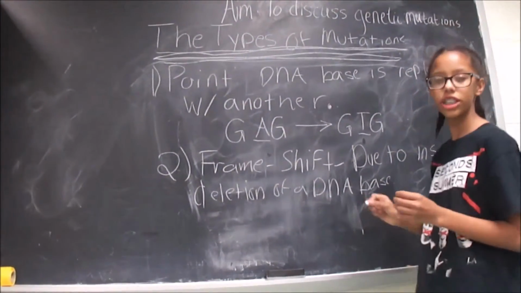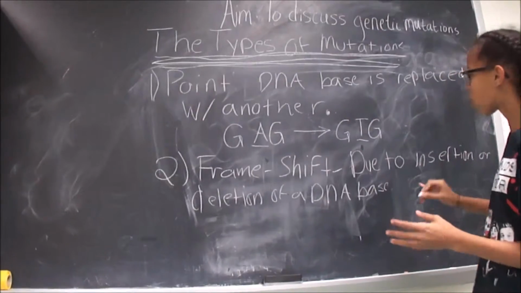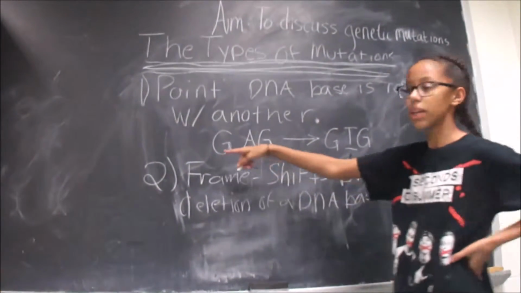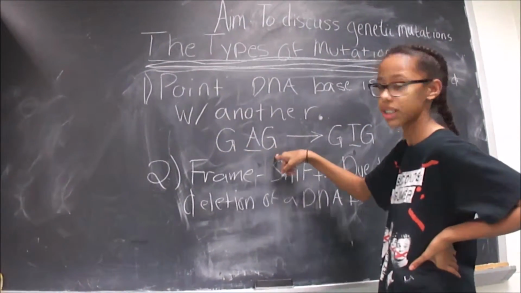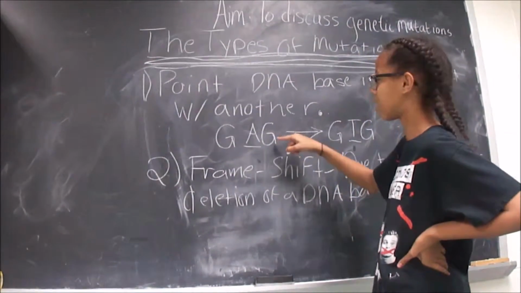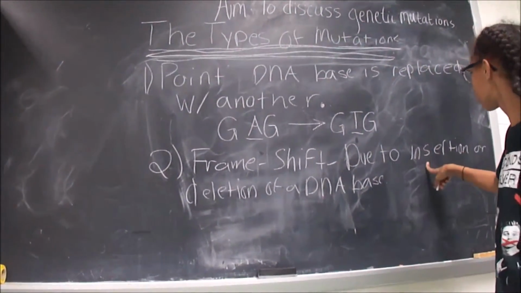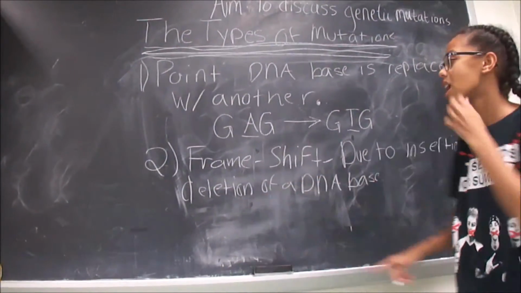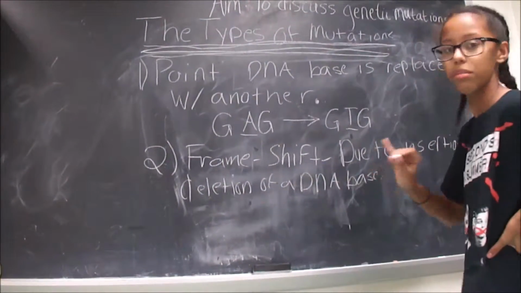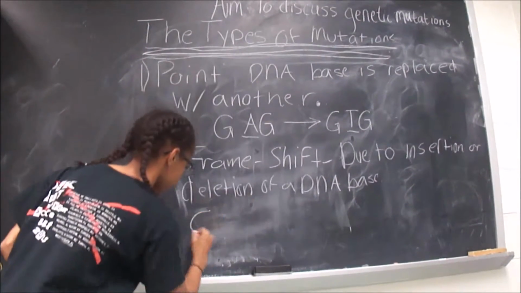When a frameshift mutation occurs, this throws off the whole DNA sequence, because it is read in groups of three. So it would be GAG, and then another GAG, and then another GAG. But now, if you insert or delete a base, the pattern gets messed up completely. Here's an example.